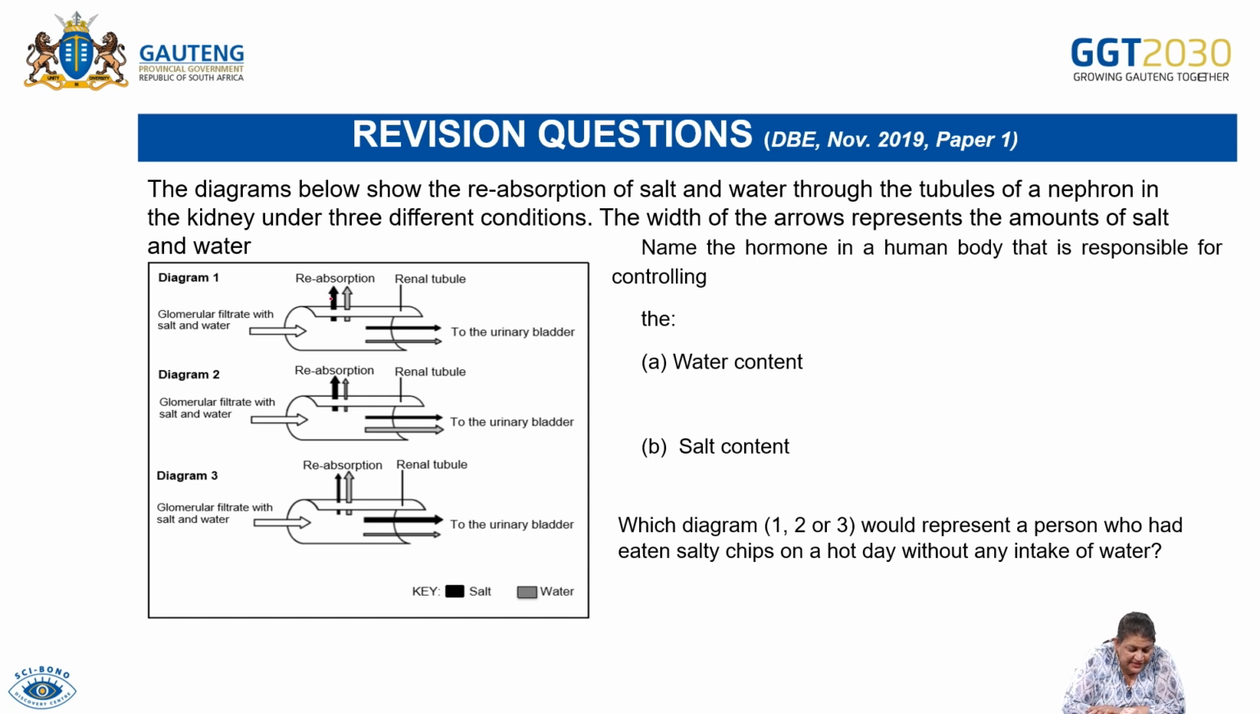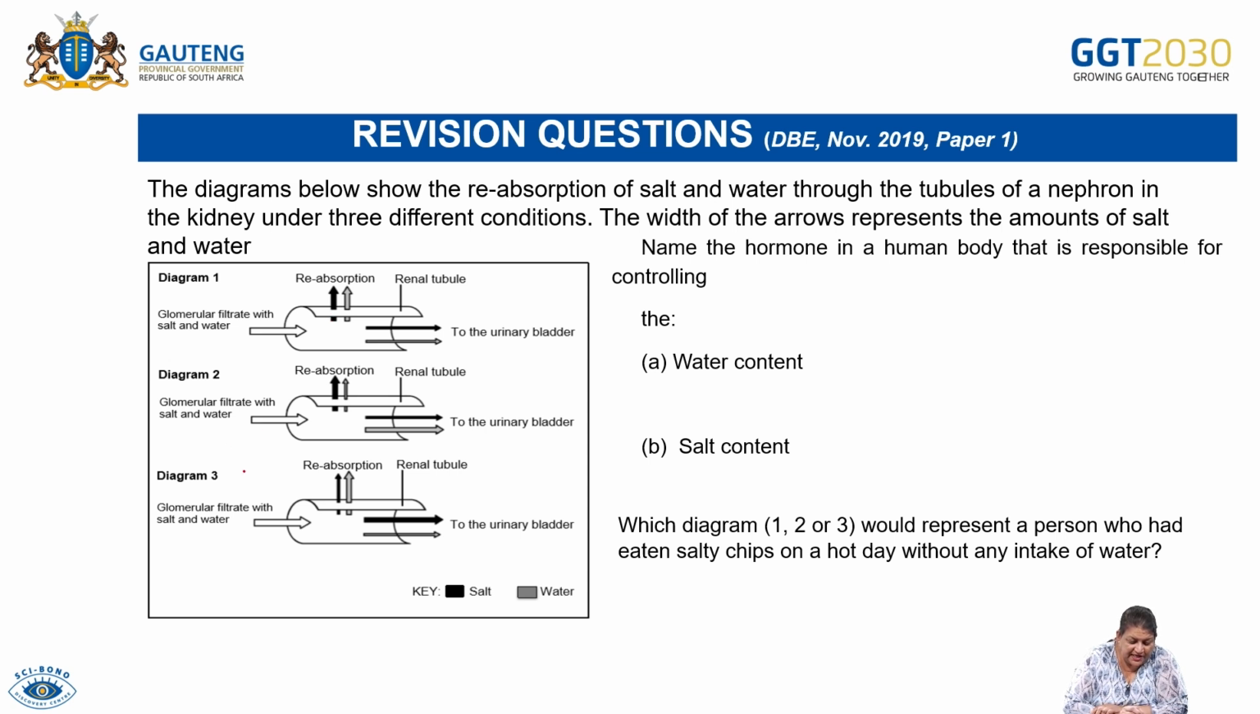Now, what is happening to the salt? A lot of salt and a lot of water is reabsorbed from the filtrate. Then the rest of the filtrate is going to go to the renal tubules and to the bladder and out of the body. Okay? Now remember, you absorb a lot of salt and a lot of water.